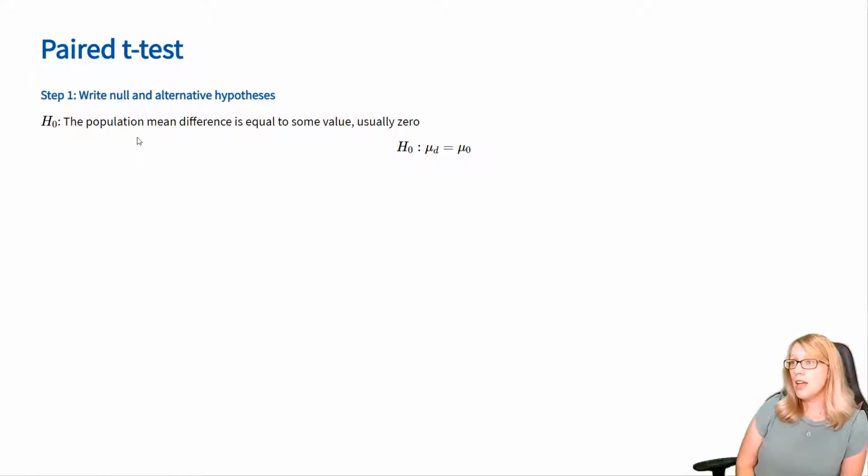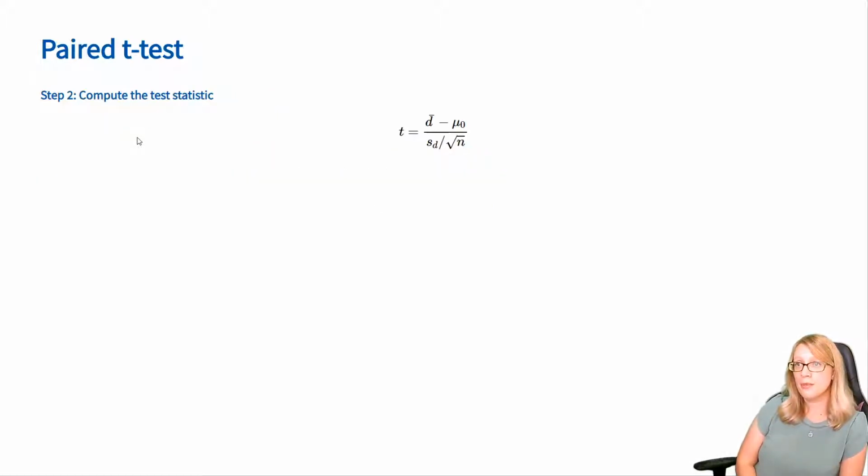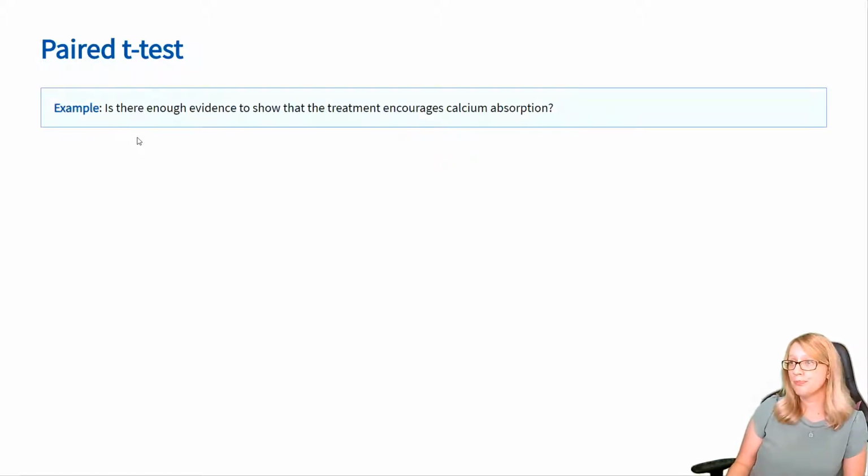So our null hypothesis is that the mean difference mu d is equal to some value. Again, usually this is 0. The alternative is that the population mean difference is less than, greater than, or different from some value. We'll compute our test statistic in the same way. Here, the only thing that is changing is that we're using the difference as our target variable. We'll determine the p-value using the t.test function, and then we'll make a conclusion about the research question, again, in the same way. So is there enough evidence to show that the treatment encourages calcium absorption?